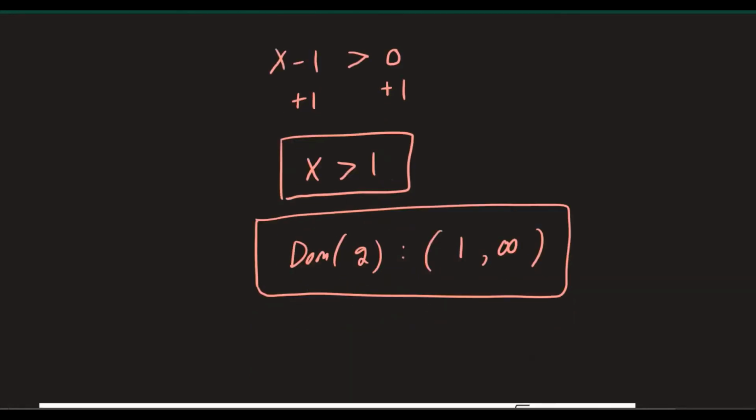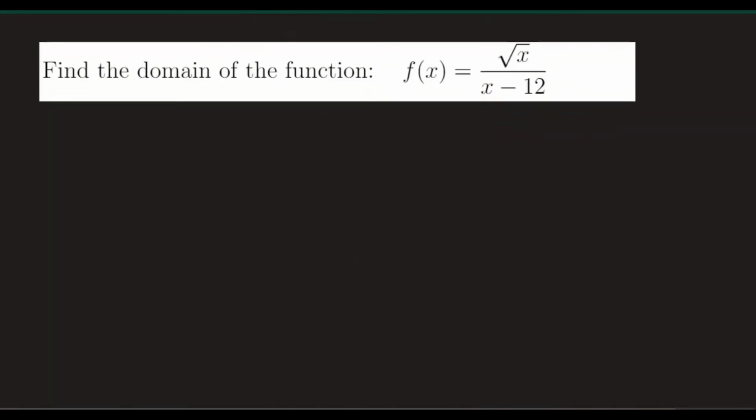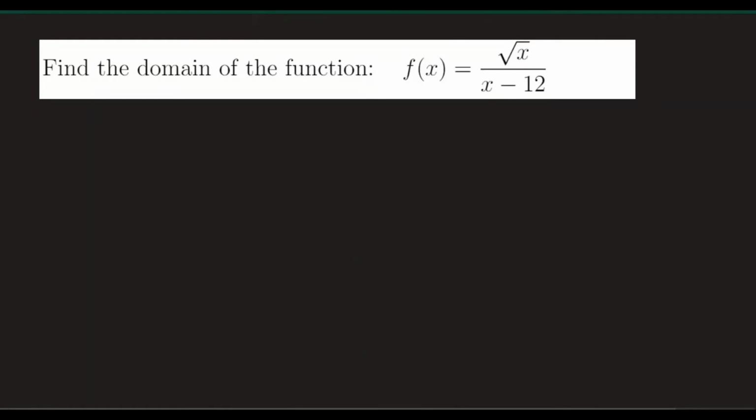Okay, let's try another one. Here's another example. So let's think about it. This function has a radical and has something in the denominator. So that means we need to take care of two things. We have to make sure the top is greater than or equal to 0 because of the radical. And we also need to make sure that the bottom is not 0, because if it equals 0, then we have an undefined statement. So we have to consider both of these cases for the domain of f of x.